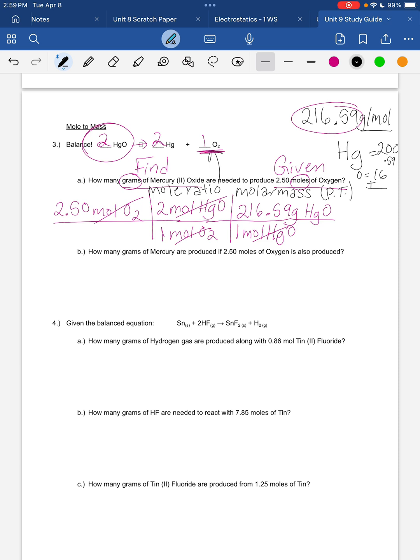So perfect. Now we're going to go ahead and solve this problem. So multiply everything on the top, divide everything on the bottom, and you should end up with the answer. It's going to be pretty big, 1,083 grams of mercury oxide. Okay, we're in grams. That's exactly what you're trying to find. So then this would be your final answer.